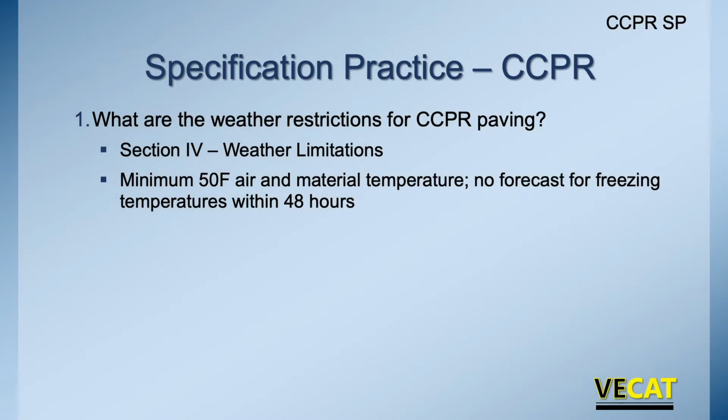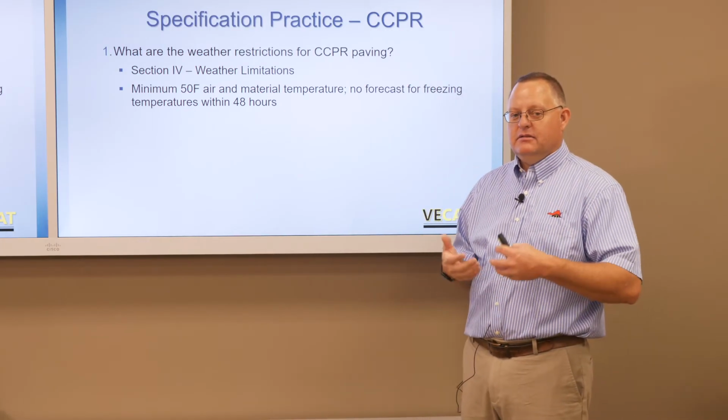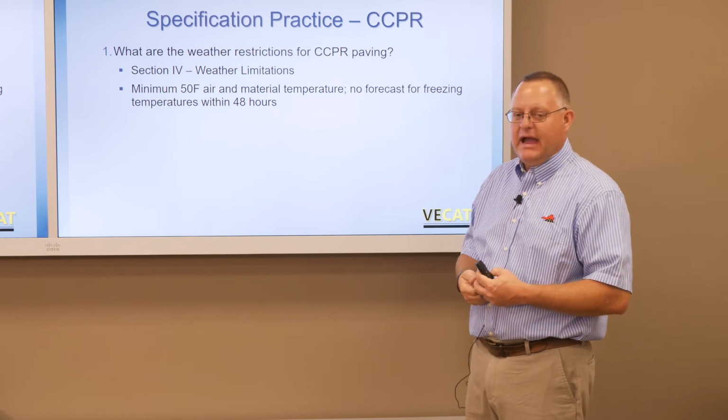All right, so let's go through those questions and see if we can find the answers. Let's talk about weather restrictions. If we look in section 4, weather limitations, minimum of 50 degrees for air and material temperature, no freezing temps predicted for 48 hours. So that material needs to have heat in it, 50 degrees, and the air around it, because the air will suck any heat out of that material. So it's got to be warm air in warm material, and we don't want any freezing within 48 hours, particularly if we're trying to add a little moisture for compaction aid.